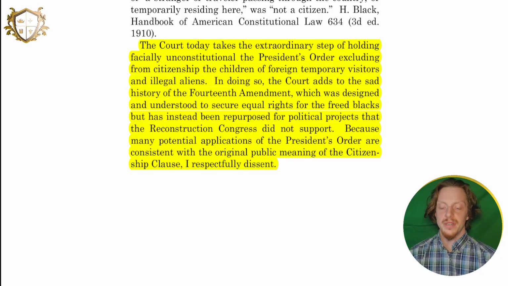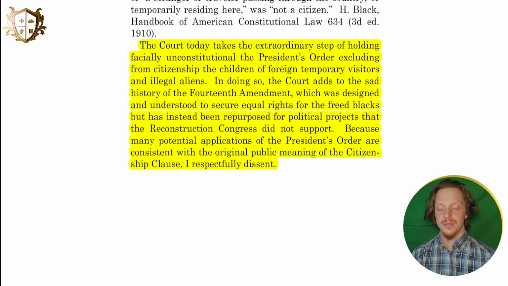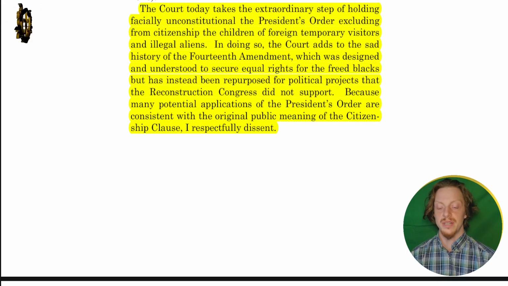Further, he goes on to say, the court today takes the extraordinary step of holding facially unconstitutional the president's order excluding from citizenship the children of foreign temporary visitors and illegal aliens. In doing so, the court adds to the sad history of the 14th Amendment, which was designed and understood to secure equal rights for the freed blacks, but has instead been repurposed for political projects that the Reconstruction Congress did not support. That's not true. Because many potential applications of the President's order are consistent with the original public meaning of the Citizenship Clause, I respectfully dissent. He is just historically and factually incorrect here. Repurposed for the political projects that the Reconstruction Congress did not support. You're going to see very soon that that is not true at all.